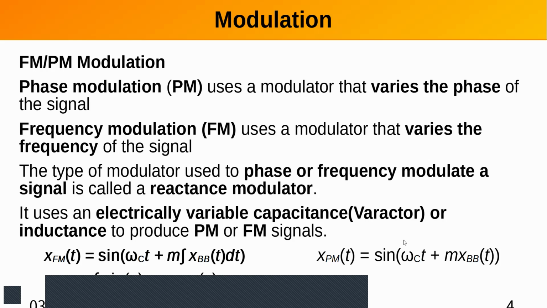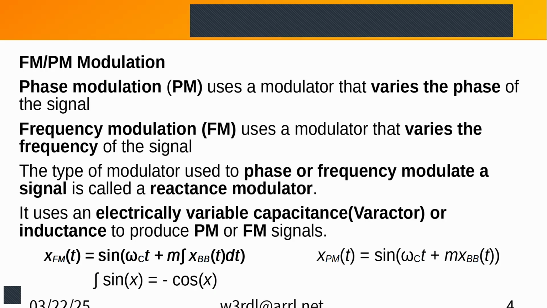If you want to do the math, I'm sure Ed does. There's the formulas for it. It turns out that phase modulation is a simpler formula than frequency modulation. And the key to solving those is this: the integral of sine x is equal to minus cosine x. I'm sure you remember that.